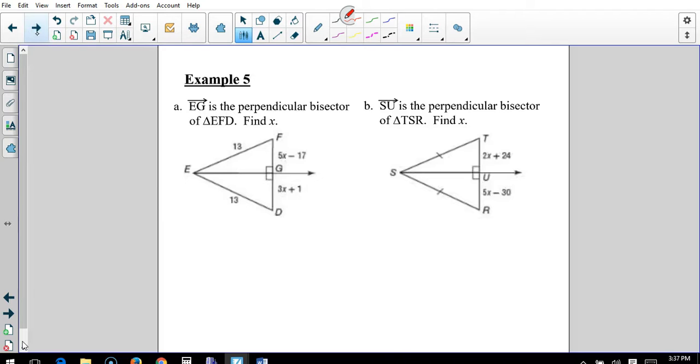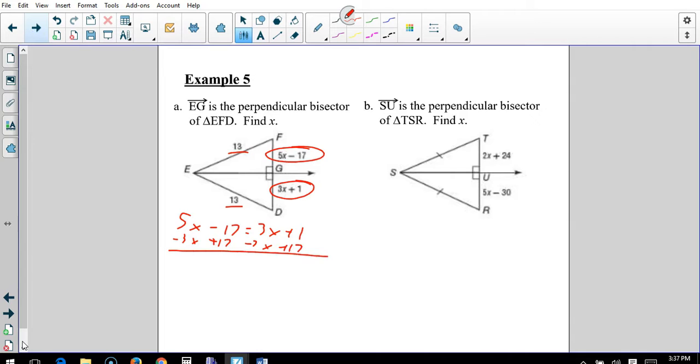EG is a perpendicular bisector of triangle EFD. Find x. This plus this must be equal to each other because it's bisected. So 5x minus 17 equals 3x plus 1. Notice these are congruent. Minus 3x from both sides and add 17. 17 is canceled here, and 3x is canceled here. I have 2x equals 18. So divide by 2, x is 9.